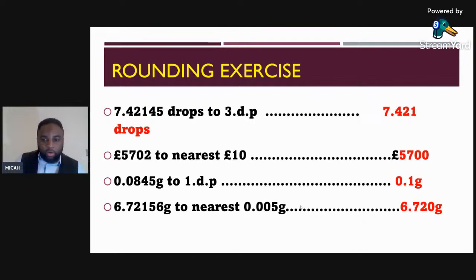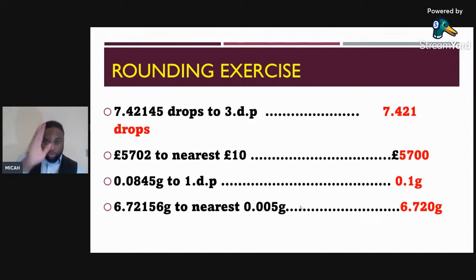Now, the mistake that some people make is they see the 5 behind the 4 in the long number 7.42145. That last 5, some people will run that to the next 4 and then make it 5 and then round. You don't do that, please. Don't do that. That is not the correct way to do it.